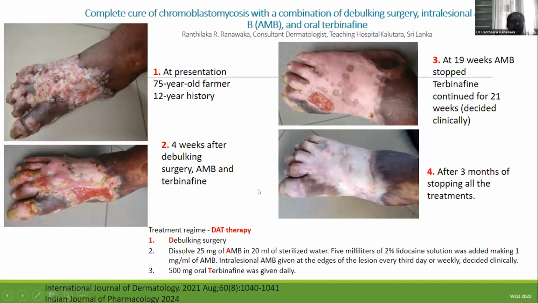Because this was a large lesion, I did a debulking. I asked the surgeon, and the surgeon removed everything, and around the edge of the wound we infiltrated amphotericin B, because the patient had been told to amputate. We were scared of gangrene, peripheral gangrene, but because he requested it, we thought of trying. So we did, and it was cured. So this is it. Now we are practicing this.